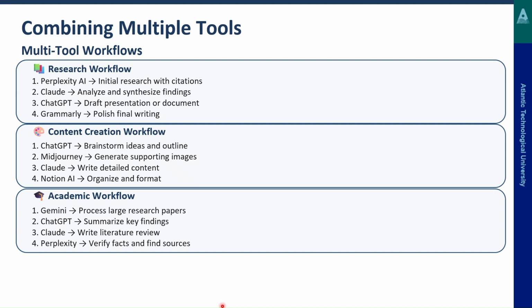An academic workflow, if you wanted to, let's say, write a literature review. You go to Gemini to process large research papers, go to ChatGPT to summarize the key findings, Claude to write the literature review, and then Perplexity to verify the facts and find sources. So you could actually use these AI tools to double check the other AI tools' answers.